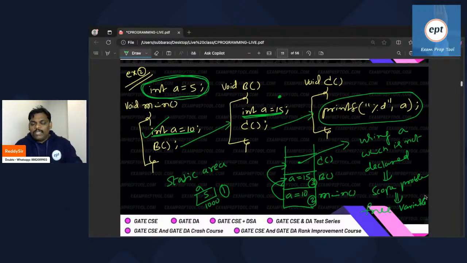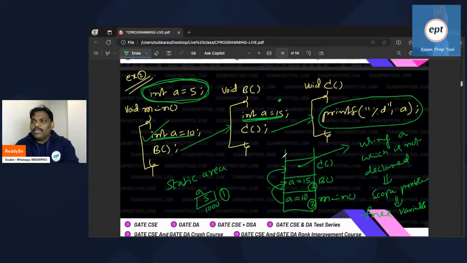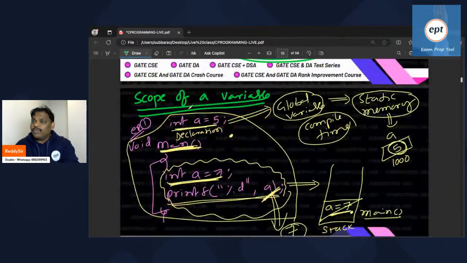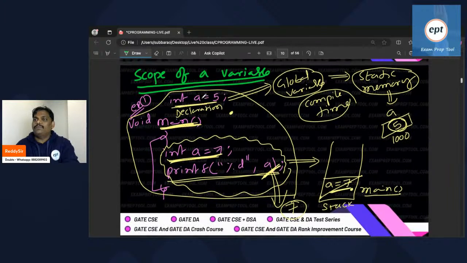So if you want, you can see the topic name. What is the topic name? Can you see the topic name? Scope of a variable. That is the reason this story is called scope of a variable.